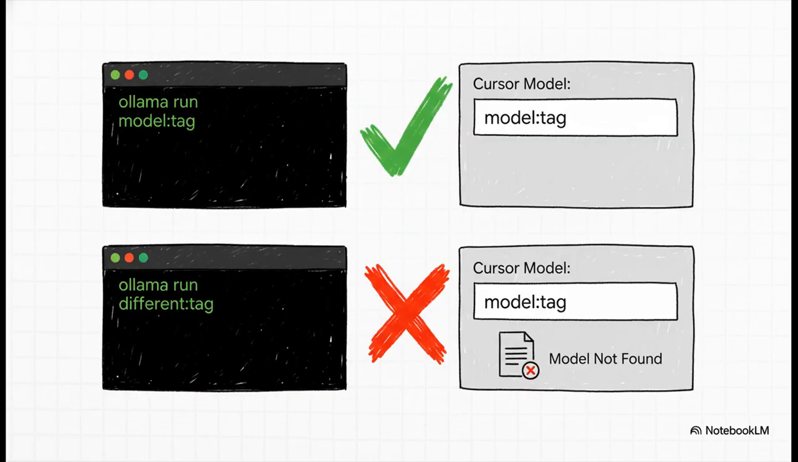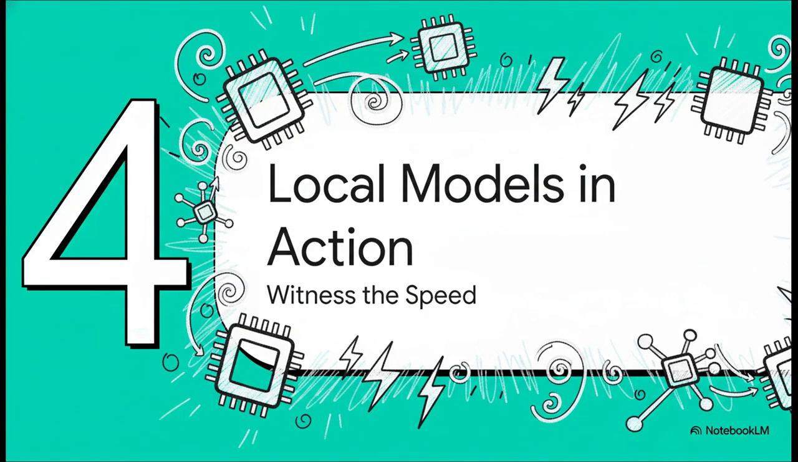And one last super critical tip, please listen to this one. When you add the custom model inside Cursor, the name you give it has to be an exact match for the tag you pulled with Ollama. So if it's Gemma 3 12B in your terminal, it has to be Gemma 3 12B in Cursor. Get this wrong and you'll get that dreaded model not found error and pull your hair out.